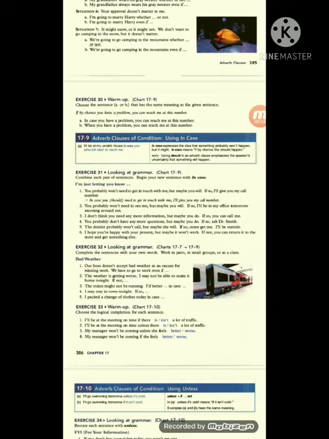17.9. Adverb clauses of condition using in case. A. I'll be at my uncle's house in case you should need to reach me. In case expresses the idea that something probably won't happen but it might. In case means if by chance this should happen. Note that using should in an adverb clause emphasizes the speaker's uncertainty that something will happen.